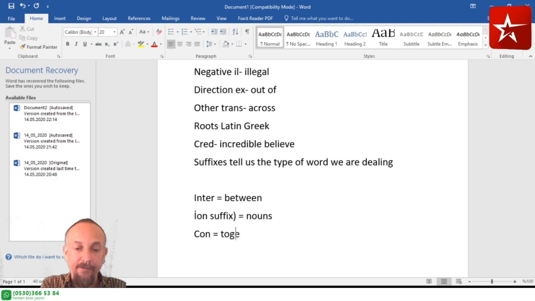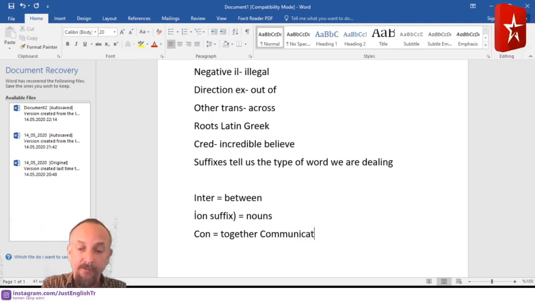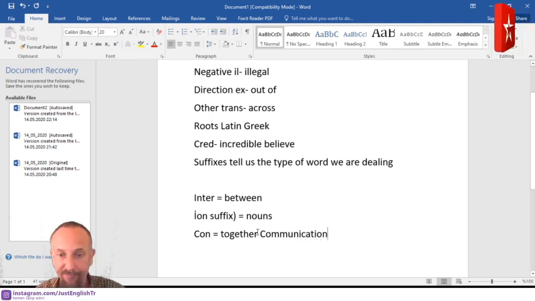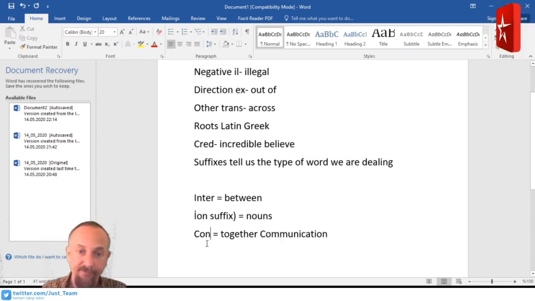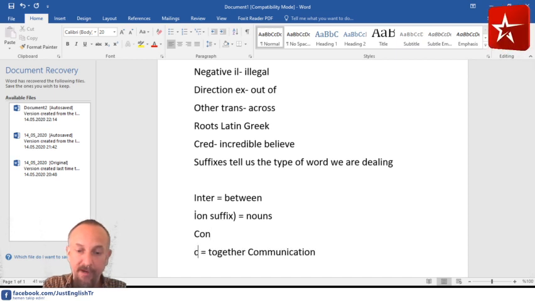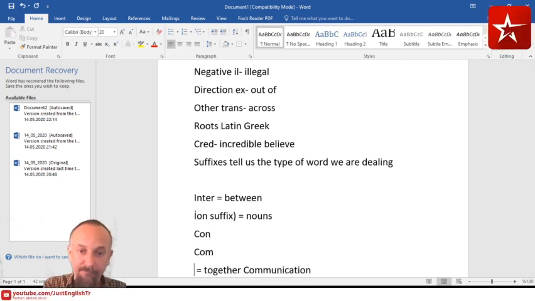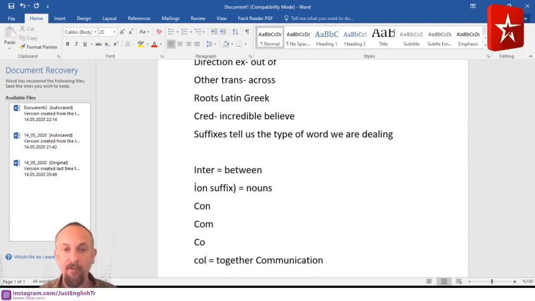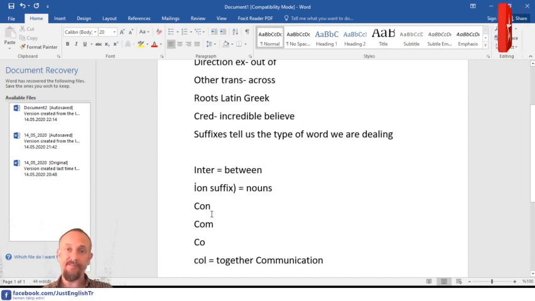Con, it means together. And there are other variations as well. We have communication. We've got that same prefix here. It's a slightly different form, meaning together. Other ones, if I just write it underneath, we also have con, com, and co, and we have col. And they all have basically the same meaning. They mean together. So a conversation, it's what you do with two people.